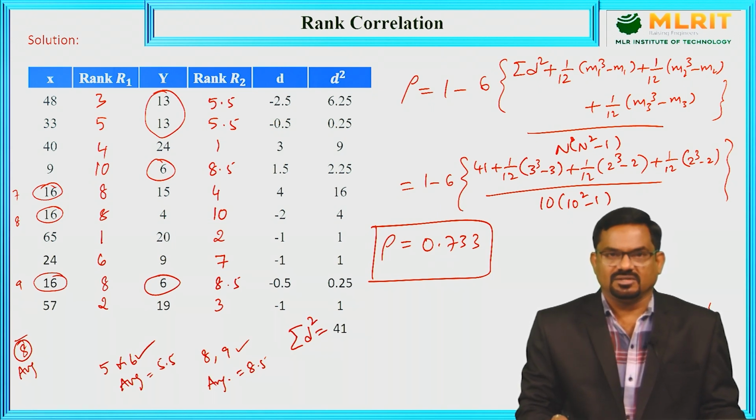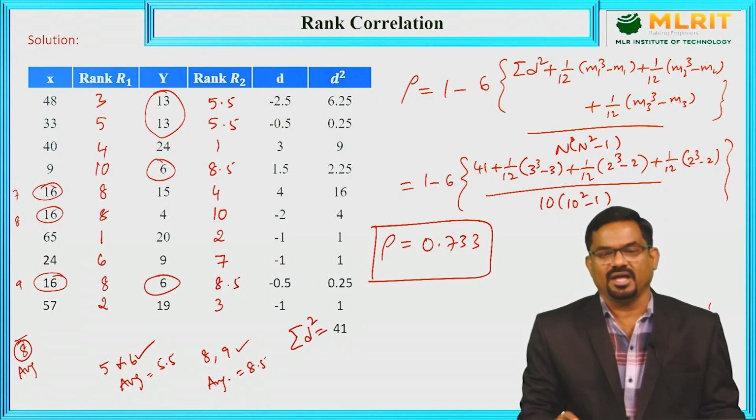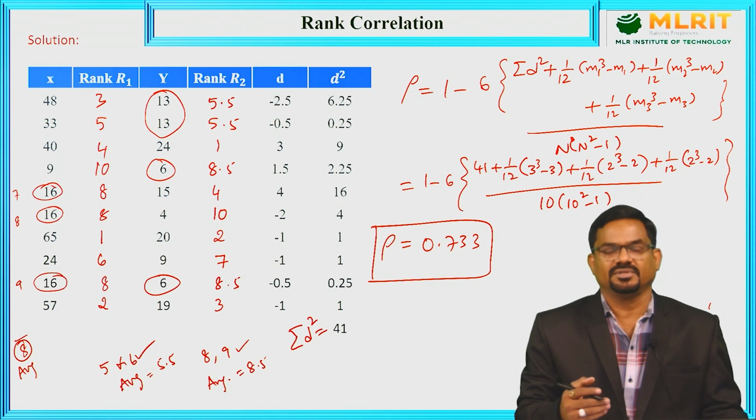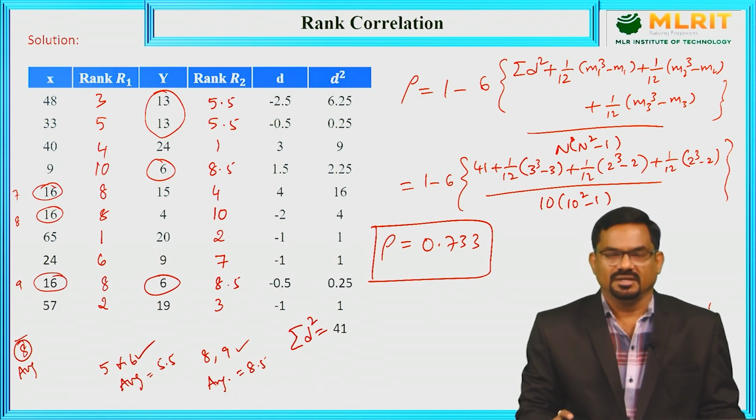So, in the case of repeated values, assign a common rank to the repeated values by finding the average of the ranks of the repeated values.